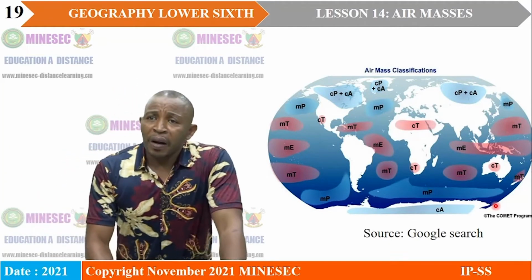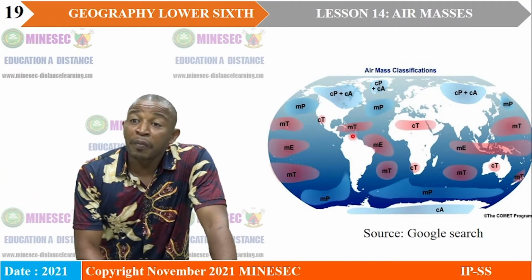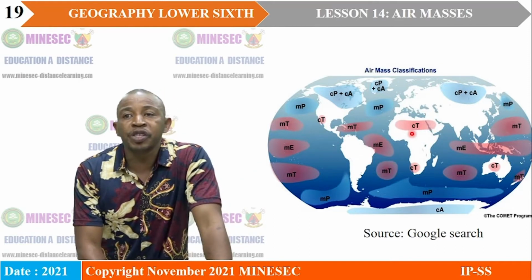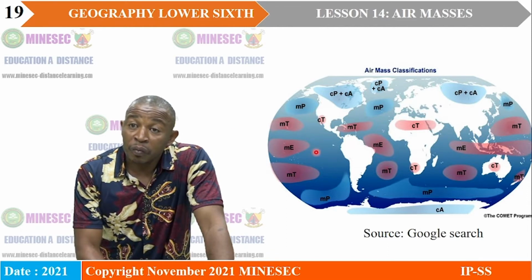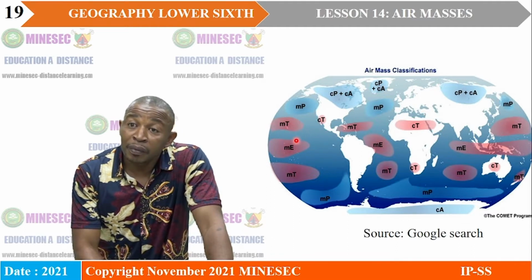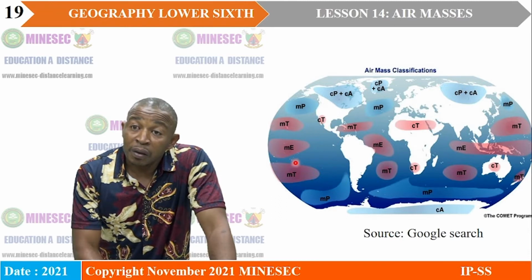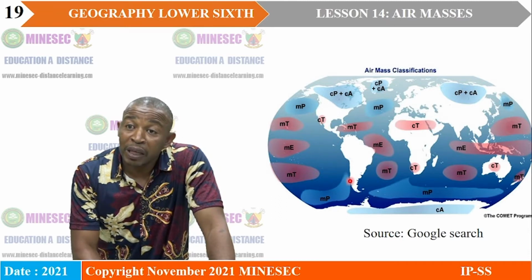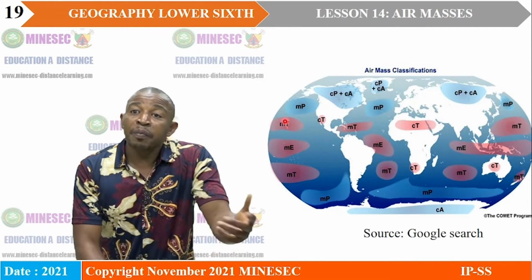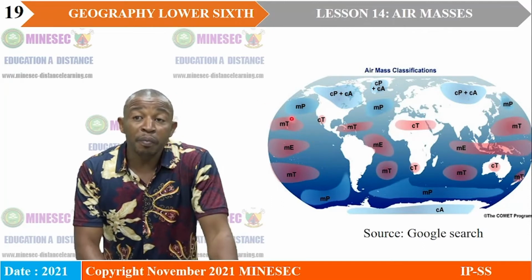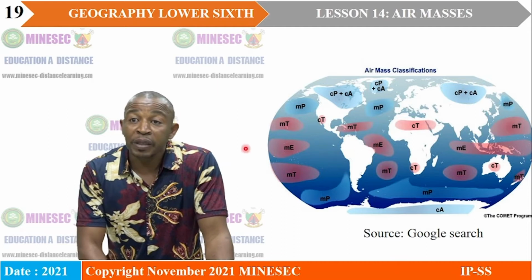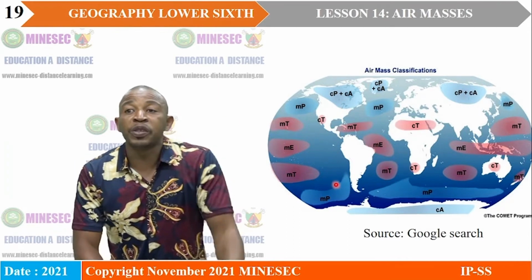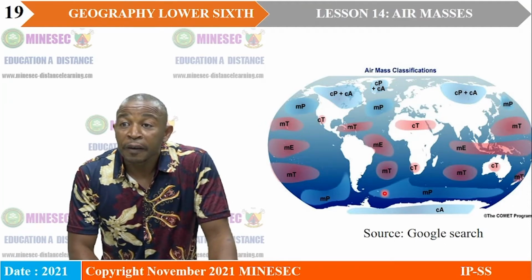Now, we are going to look at the world map here that shows the global distribution of air masses. When we see the red zones here, you are going to see MT, that is maritime tropical, maritime equatorial, maritime tropical. So M simply means they originate over the ocean. We can see maritime tropical, meaning they originate within the tropical region. We can see here, this is maritime equatorial because they originate in the equatorial region. It is still the same case here.